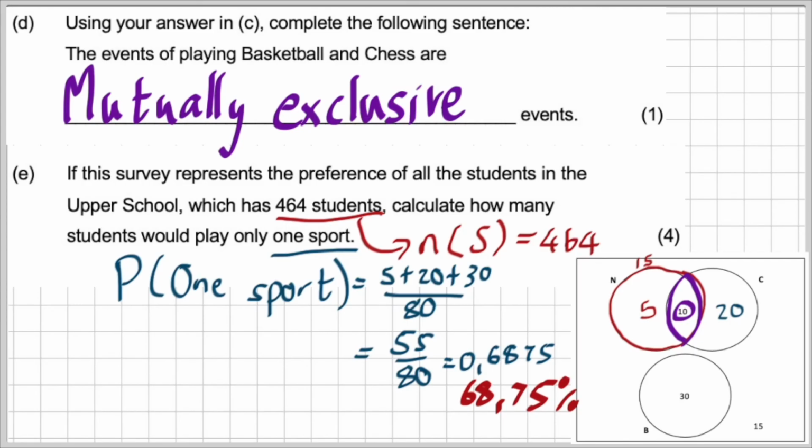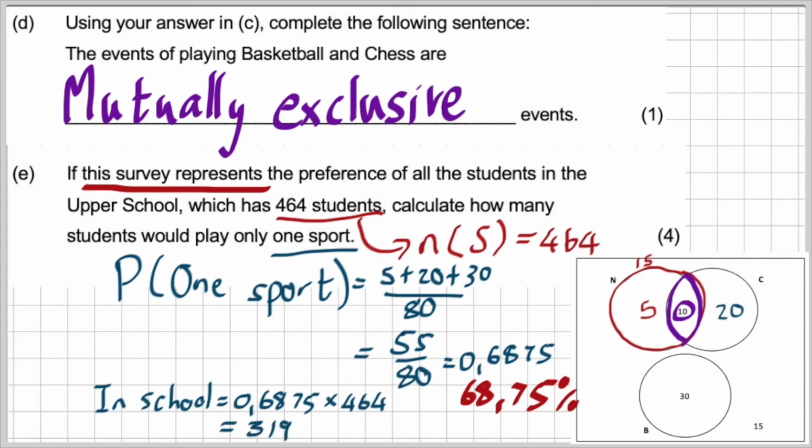Why? Because I tell you it represents it. So I'm going to take the 68.75 and I'm going to percent and times that by the 464, because there's a 68.75% chance that a kid would do only one sport. So that means 319 kids did only one sport in the school.